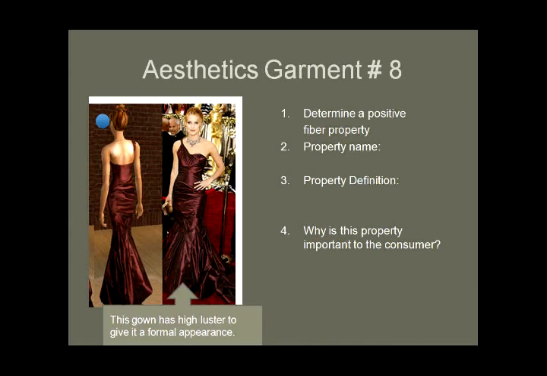In the next slide, we have a garment that is a gown. It has high luster and a very formal appearance. So determine, again, this is in the category of aesthetics. Determine a positive fiber property. Determine the property's name, the definition, and why this property is important to the consumer.